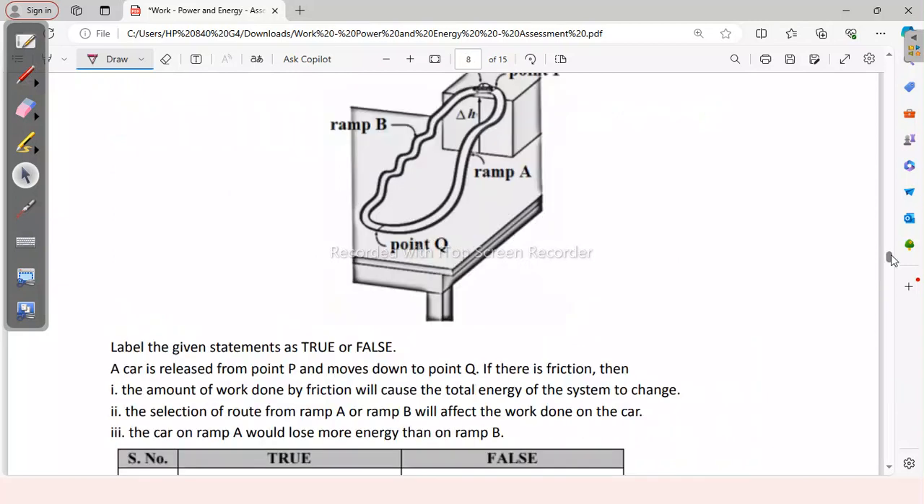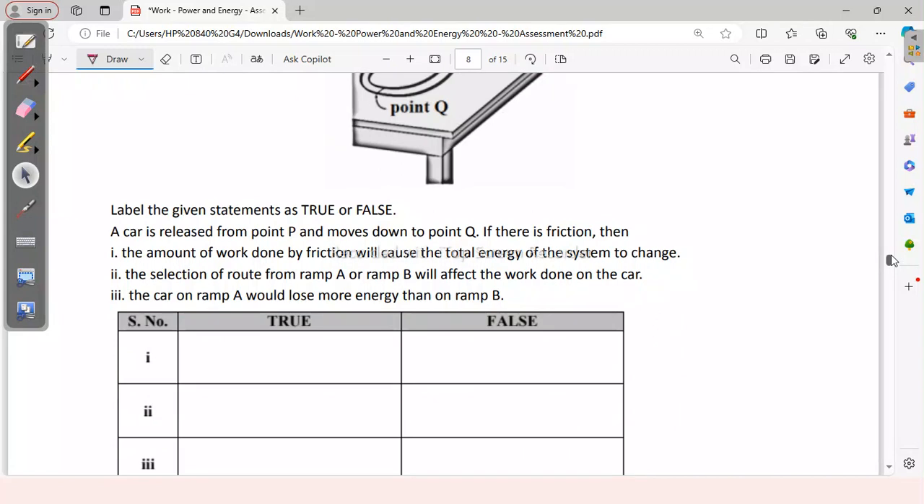Now they are saying label the given statements as true or false. The object started at point P and it ended at Q, I guess, following two different paths. First ramp A and then ramp B. The vertical separation between this point Q and this point P is delta H. The amount of work done by friction will cause the total energy of the system to change. Yes, friction is not the useful energy, right? तो friction की वजह से जो भी energy dissipate होगी उसकी वजह से total energy of the system कम हो जाएगी.